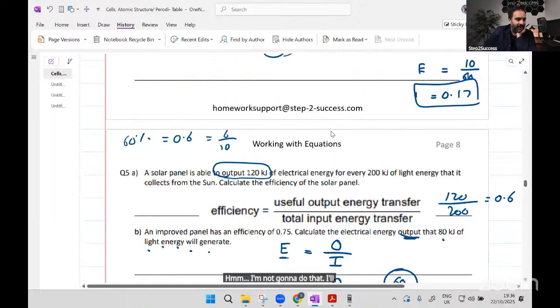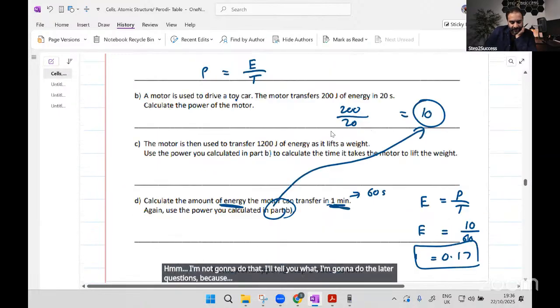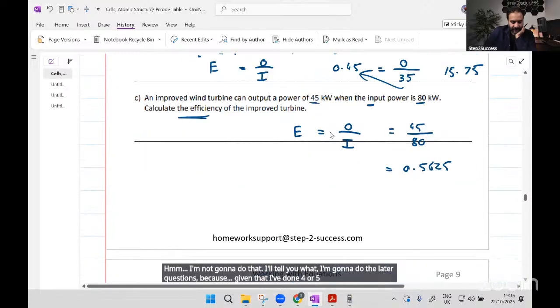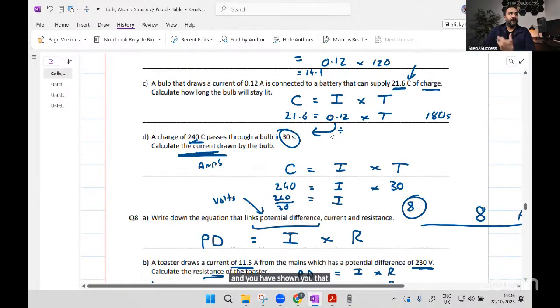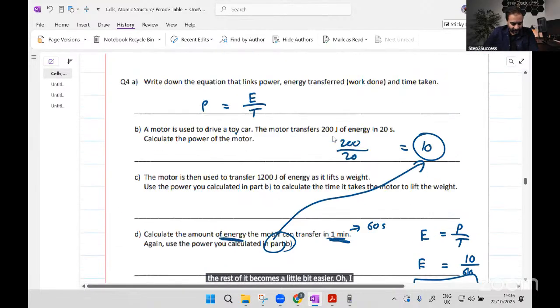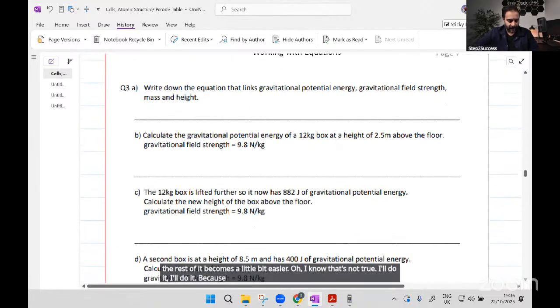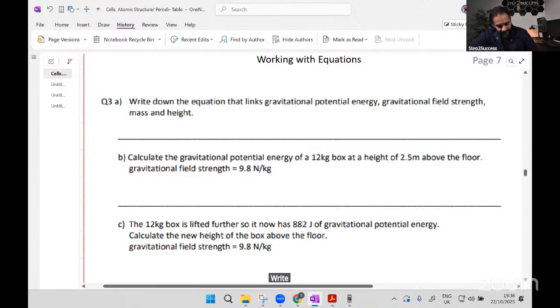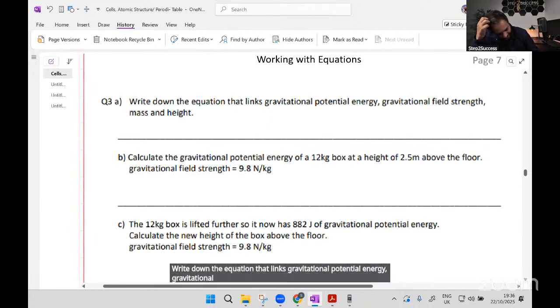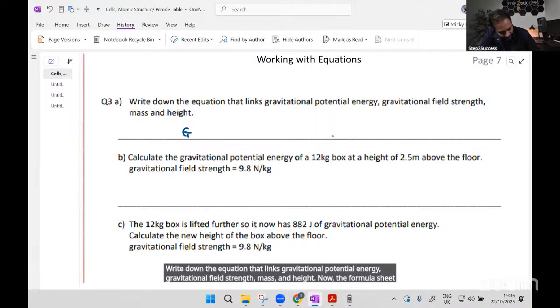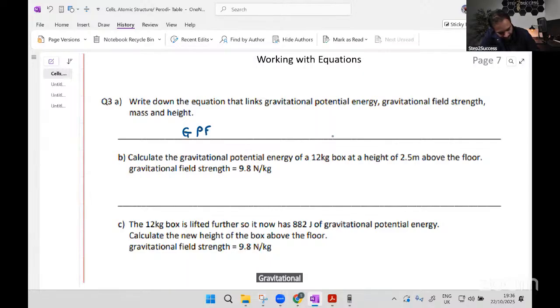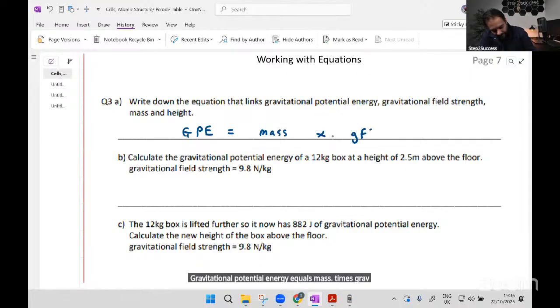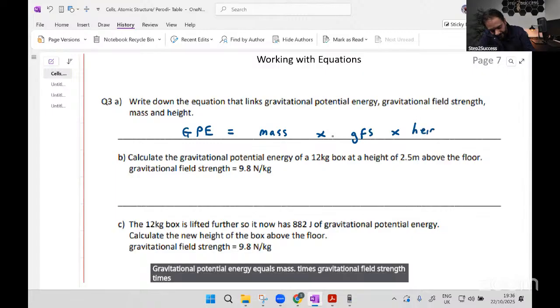I'll tell you what, I'm going to do the later questions, because given that I've done 4 or 5 of these questions now, and I've shown you that if you just get the equation from the first page, the rest of it becomes a little bit easier. Oh, no, that's not true. I'll do it because this is a little bit of a harder question. Write down the equation that links gravitational potential energy, gravitational field strength, mass, and height. Now, the formula sheet will tell you gravitational potential energy equals mass times gravitational field strength times height. That's what it will tell you.